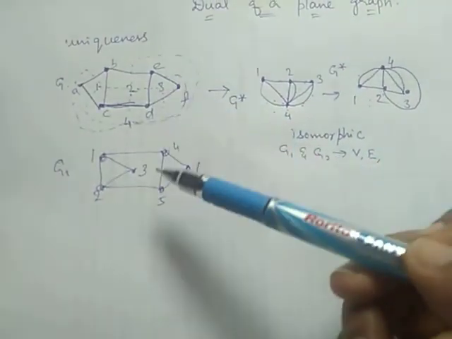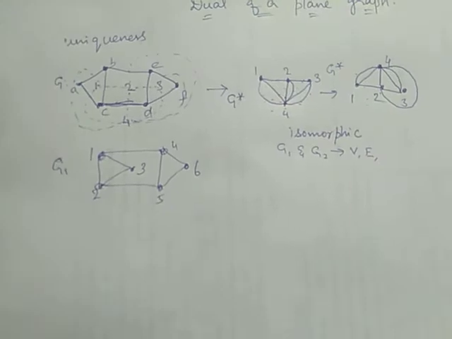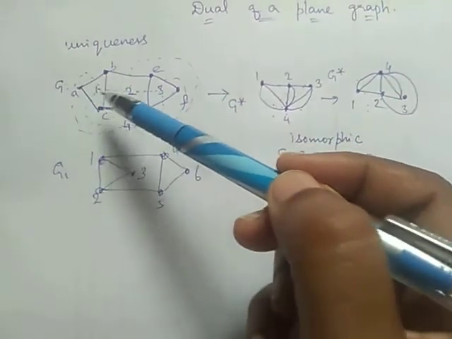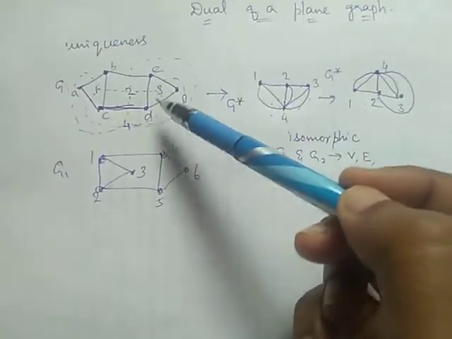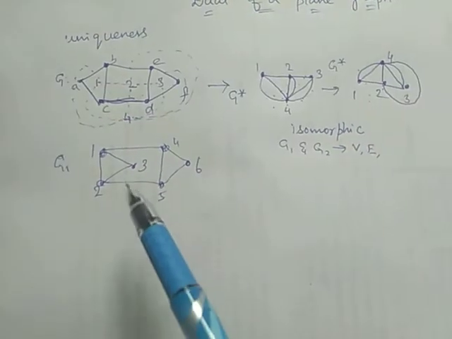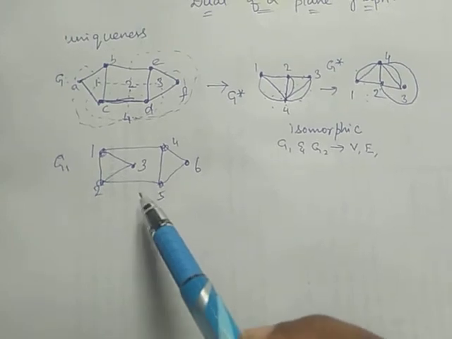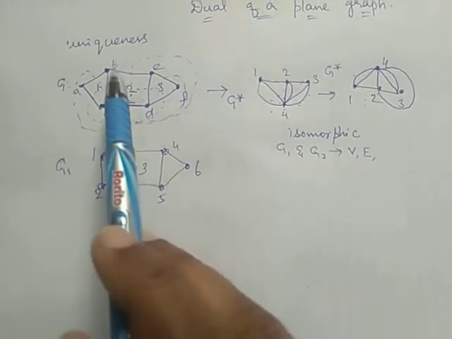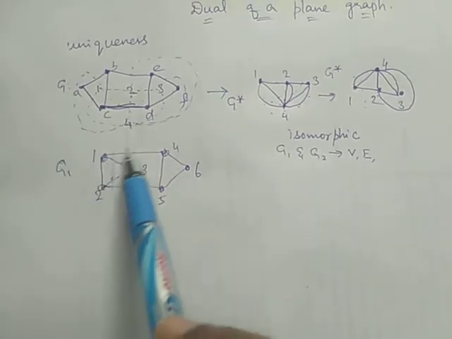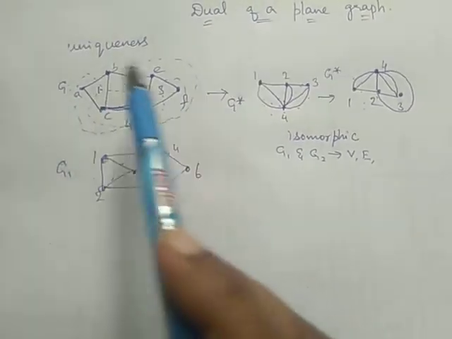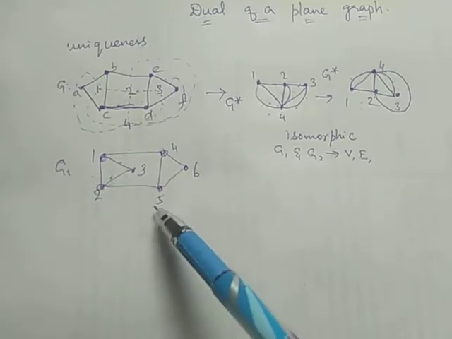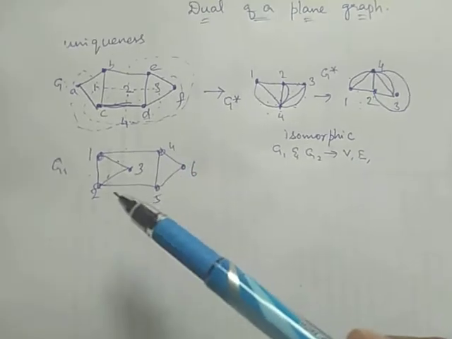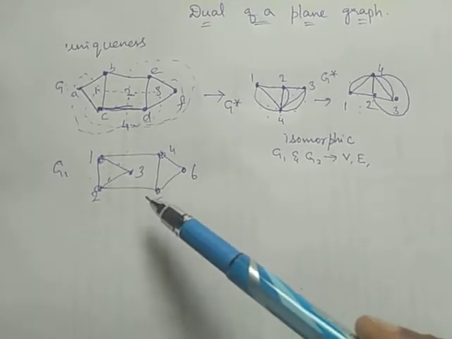In this example, graphs G and G1 are isomorphic to each other because in graph G we have 6 vertices. In graph G1 also we have 6 vertices. In graph G we have 8 edges. In G1 also we have 8 edges. Degree of A is 2, degree of 3 is 2. Degree of B is 3, degree of 1 is 3. So all the vertices have the same degree as in G1. So G and G1 are isomorphic to each other. Let us find the dual of this graph.